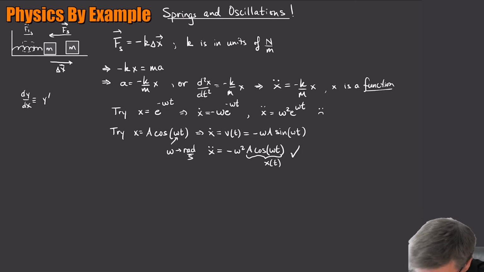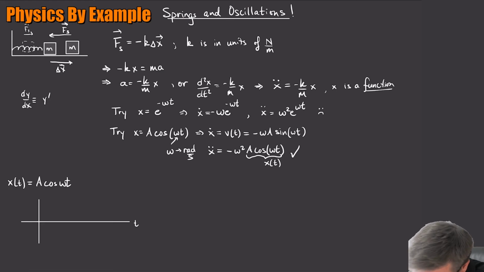So the way that this thing moves, which shouldn't be an enormous surprise, is going to be A cosine omega t. And then if I were to draw this out, you sort of know what this looks like.